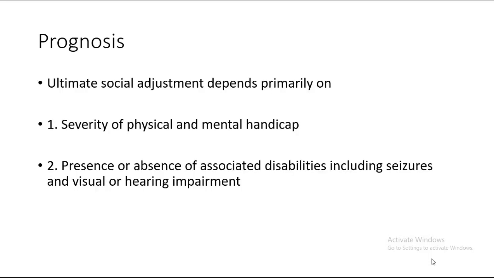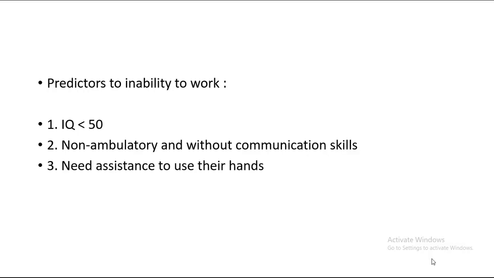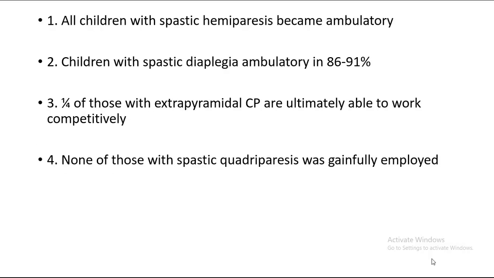What are the prognostic features of those children? The prognosis depends primarily on the severity of the physical and mental handicap and the presence or absence of associated disabilities. Well, all children with spastic hemiparesis become ambulatory.